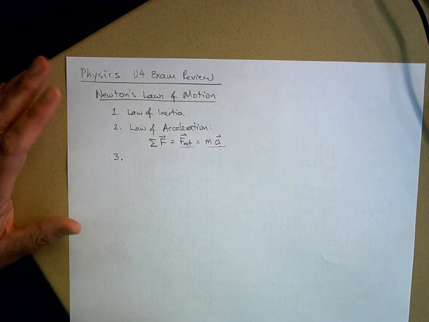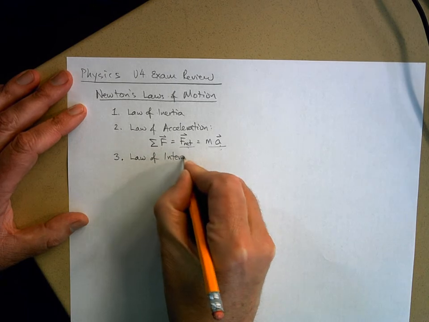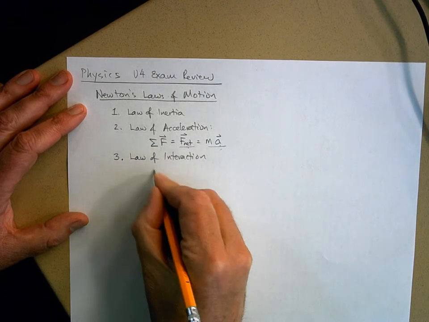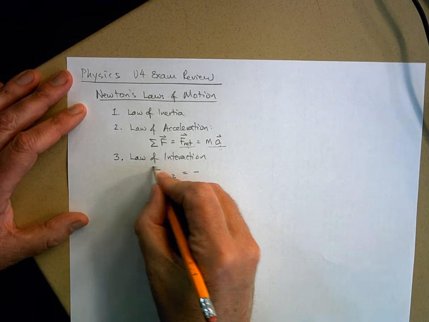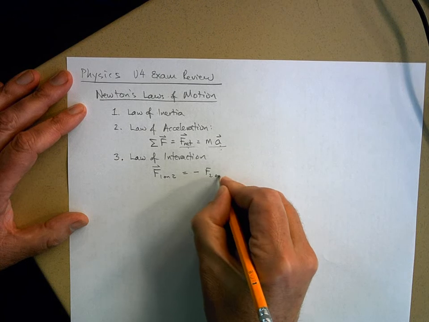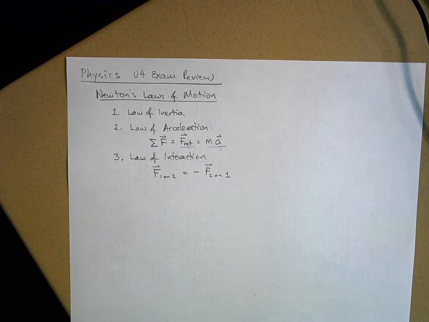Okay, number 3 is the law of interaction. The force of 1 on 2 is equal, but in the opposite direction, as the force of 2 on 1. Now that's the mathematical way of saying it, but for every force on one object, there must be an equal and opposite force on another object. The objects don't have to be touching, like the moon and the earth, the gravity between the moon and the earth. The moon pulls on the earth with just as much force as the earth pulls on the moon. Okay, and that's true for everything.